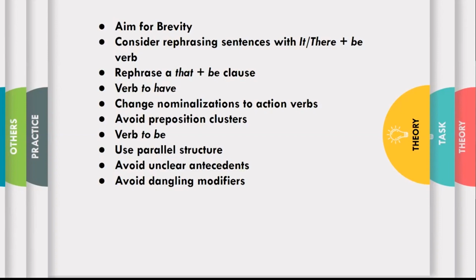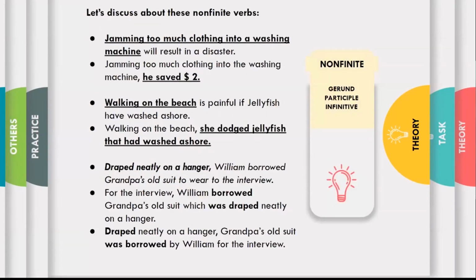So the first one is wrong, because the modifier is dangling. What is hanging? The suit, not William. Draped neatly on a hanger, then you have to use the main subject, which is the suit, if you want to say something is draped neatly on a hanger, not William.